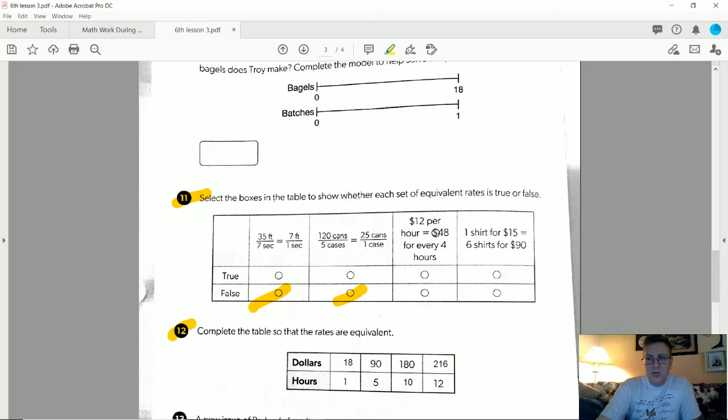$12 per hour would give me $48 for every 4 hours. So here's my unit rate. I multiply it by 4. That one is true. And then 1 shirt for $15 is my unit rate. 6 shirts for $90. That would be true.